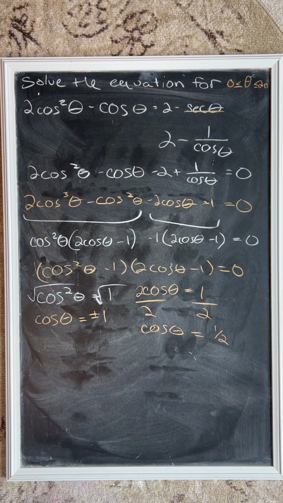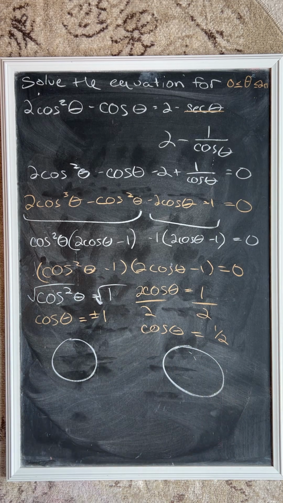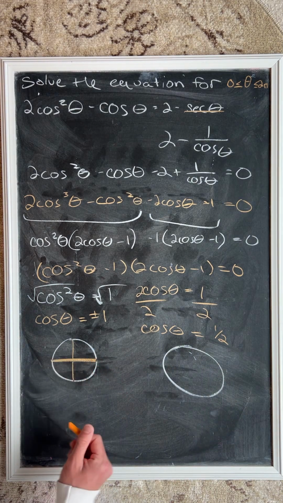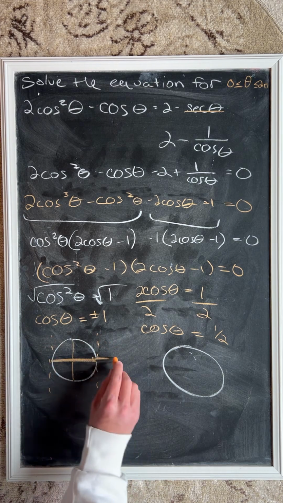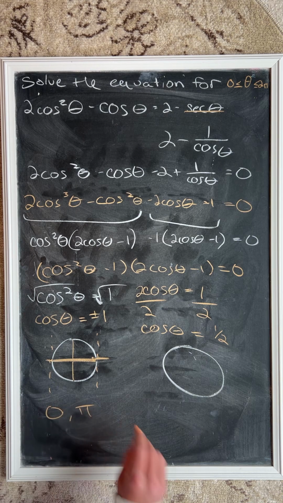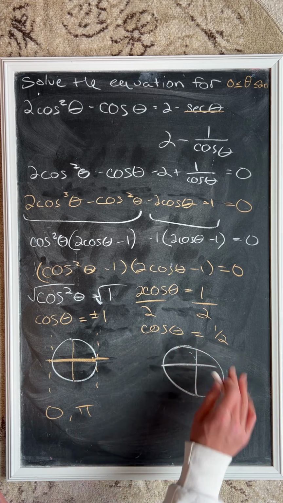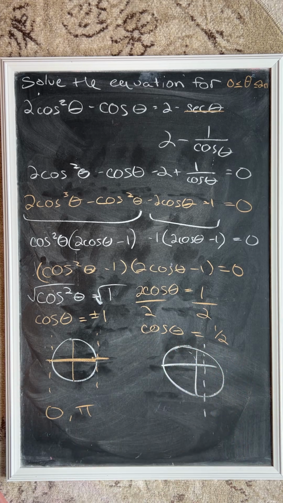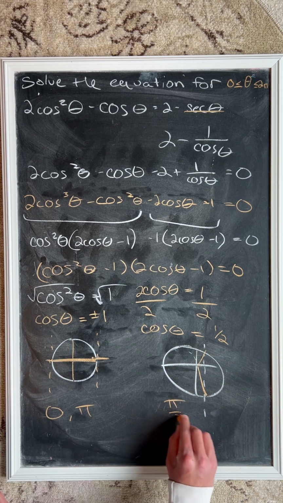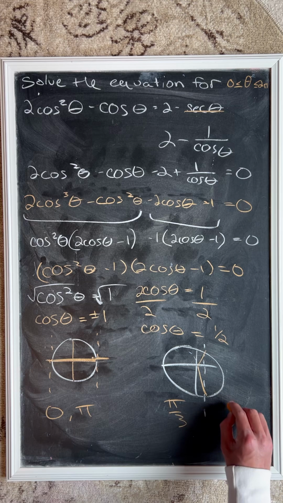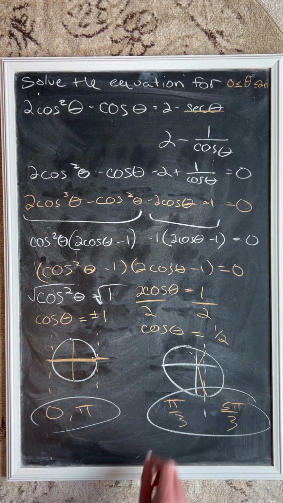All right, and then we have to take inverse cosine of both sides. Use our unit circle. So cosine is our x-coordinate. So when our x-coordinate is plus or minus 1, we're right here and right here at 0 and pi. And then on this one, we're looking for cosine coordinate 1/2, which is right here, which would give us pi over 3, and then 5 pi over 3. All right? And these are the solutions to this equation.